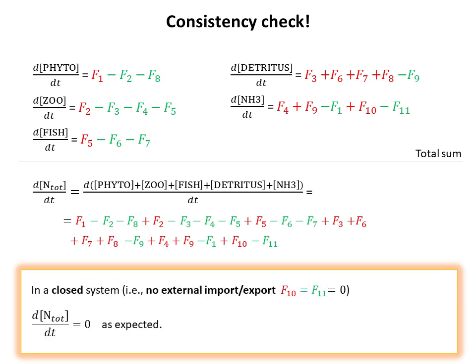Similarly, if the system is fully closed, so the external import and export fluxes are zero, we obtain that the concentration of total nitrogen in the system does not change in time, so the time derivative is zero, as expected. These mass balance checks show us that the model is so far consistent and ready to be further developed.